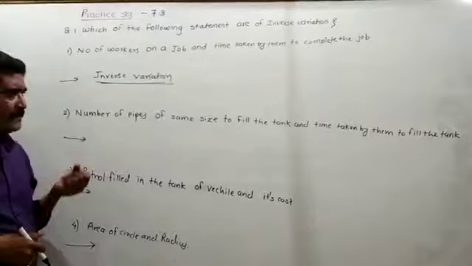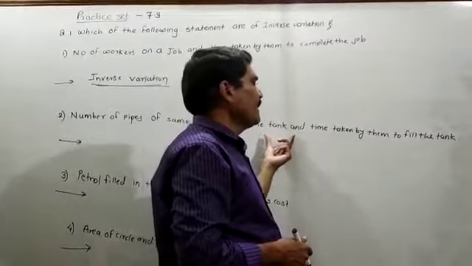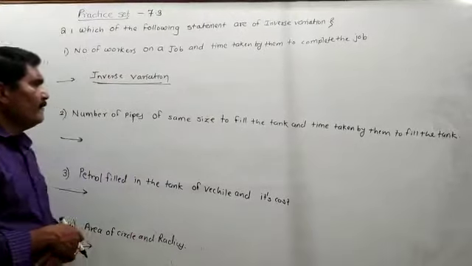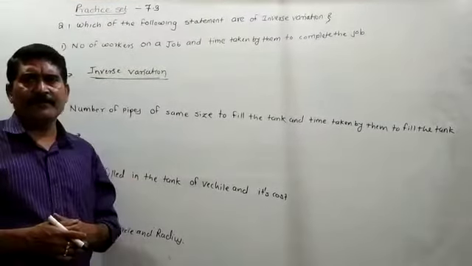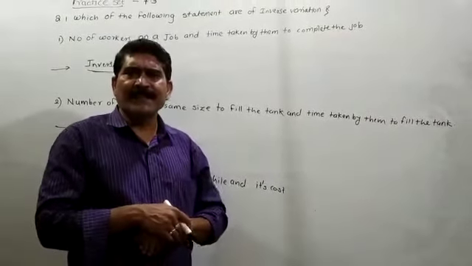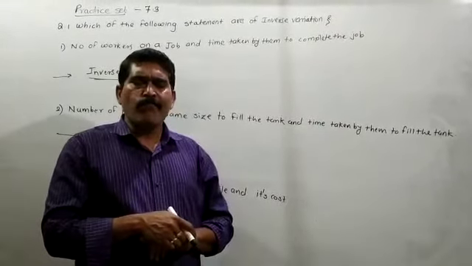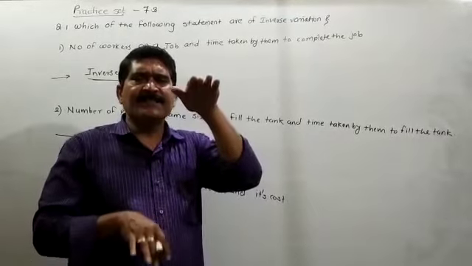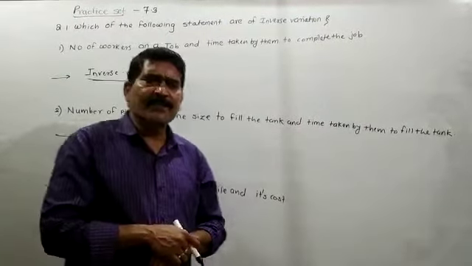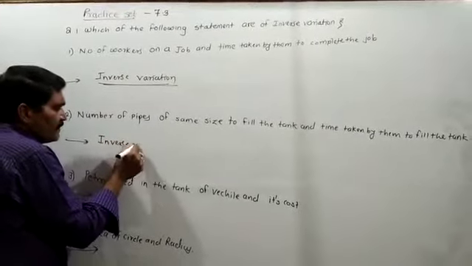Then the next example is given. What is the next example? The number of pipes of the same size to fill the tank and the time taken by them to fill the tank. If the number of pipes of the same size is more, within a short time that tank will fill. If the number of pipes is less, it requires more time to fill the tank. So here one quantity increases, another decreases, and if one decreases, another increases. Such a variation is called inverse variation.